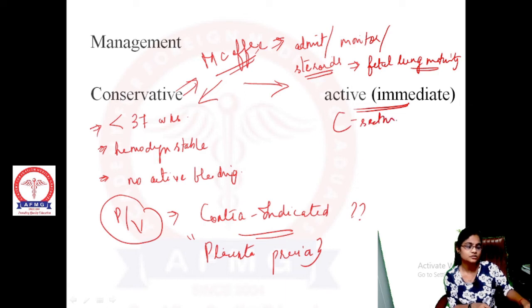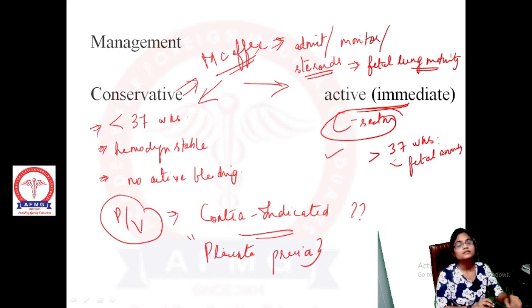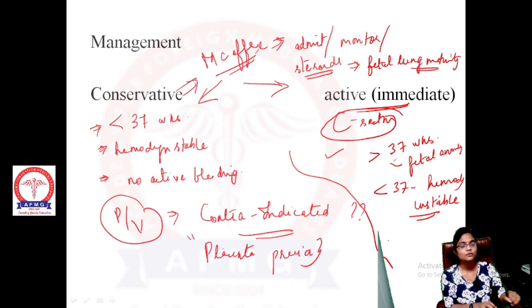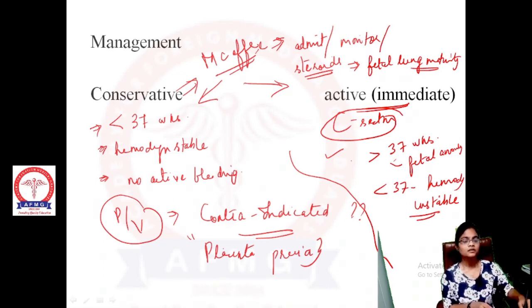Go with cesarean section. When can you go with cesarean section? Either if it is more than 37 weeks with some fetal anomalies, you can go with cesarean section. Or else, if it is less than 37 weeks but hemodynamically unstable, then you can go with cesarean section management.